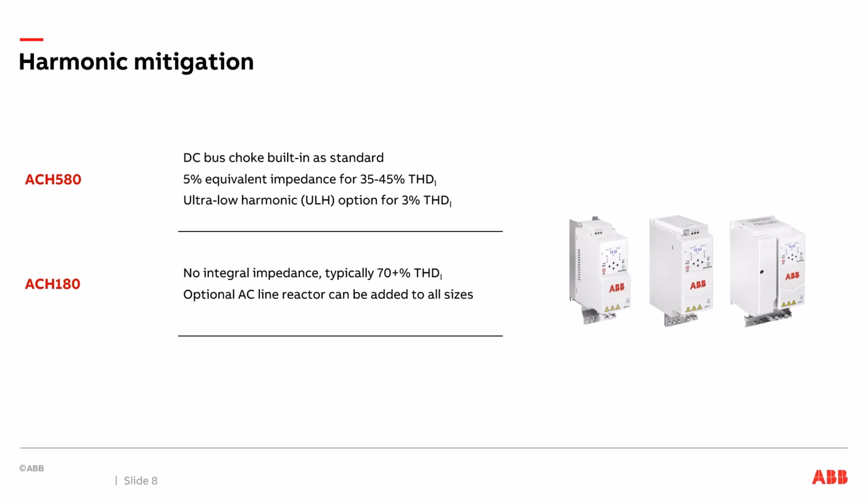For ease of specification, typically though, ACH580 will get chosen just because it's an all-in-one solution with the DC choke built in, as opposed to having to deal with multiple components in your electrical panel. But that is a solution for the ACH180. You can add a reactor in front of it if needed.